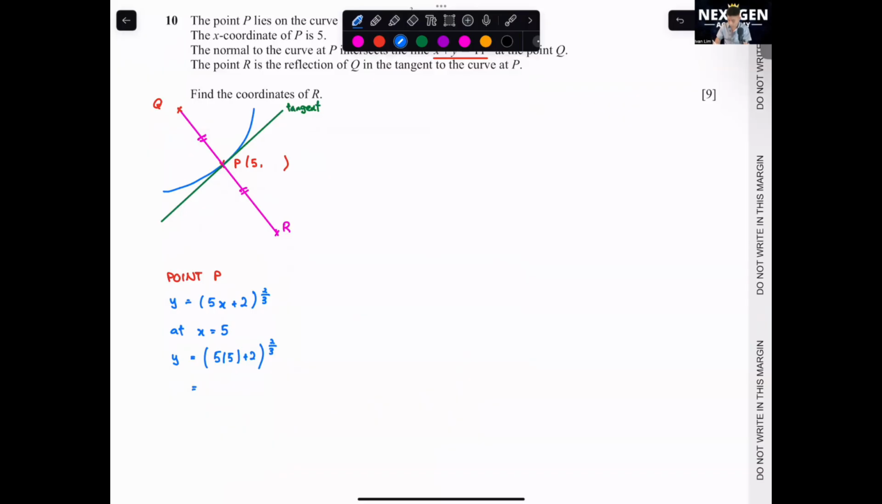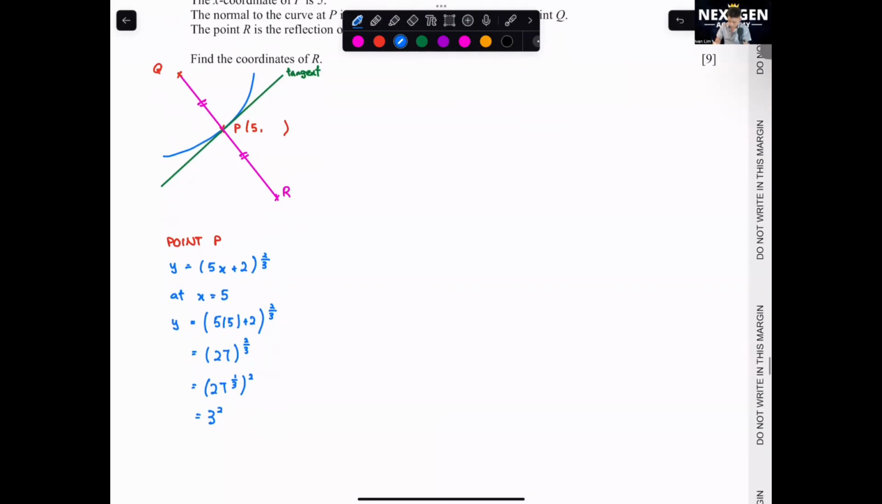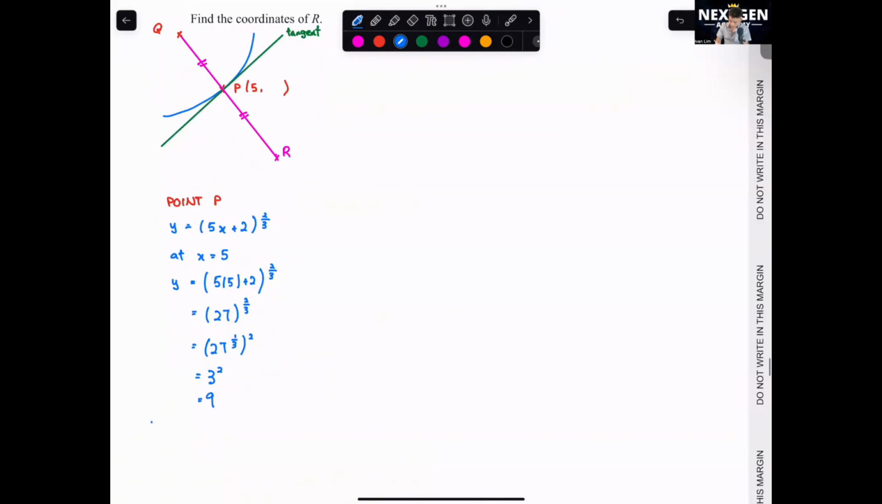25 plus 2, this one will be 27 to the power of 2 over 3. Okay, always simplify it first. So we do this 27 to the power of 1 over 3 squared. Cube root 27 is equals to 3. So 3 squared, this is 9. So the point P is equals to 5, 9. Okay, 5, 9.